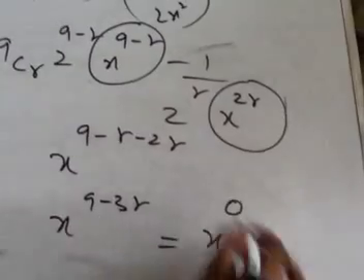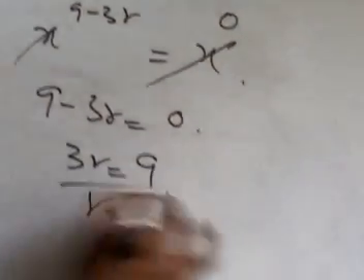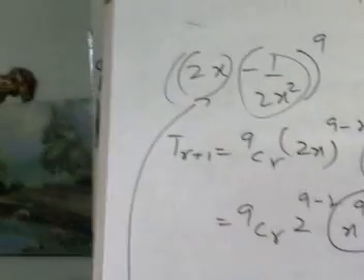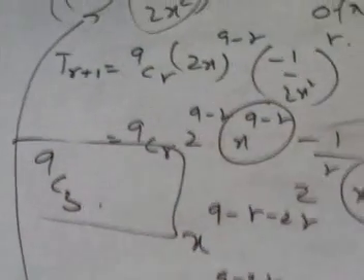Compare it with x^0. So 9 minus 3r is 0, 3r is 9 and r is 3. If you find the third term, you can do it yourself. Third term means 9C3. This will give you the term independent of x.